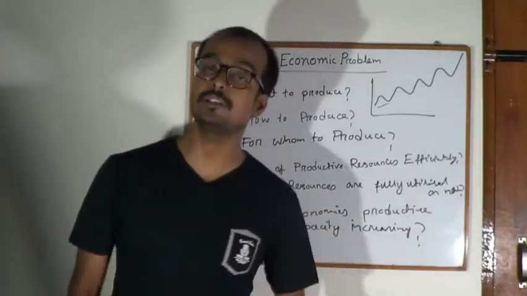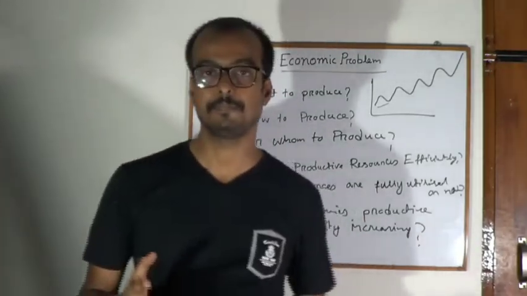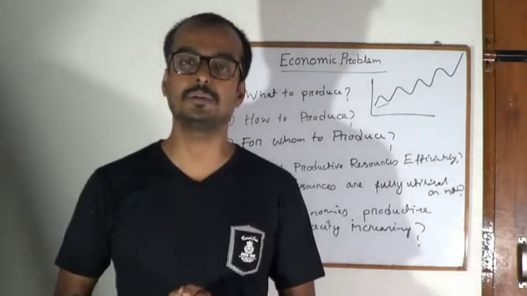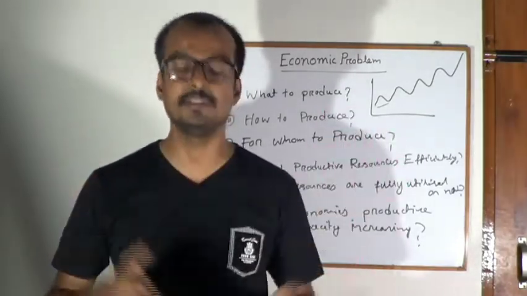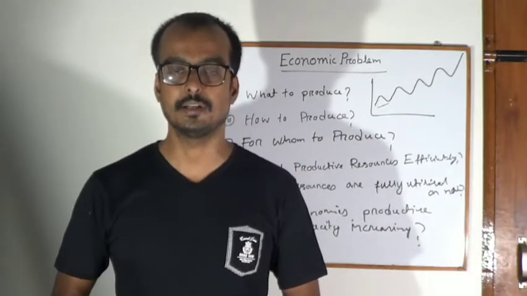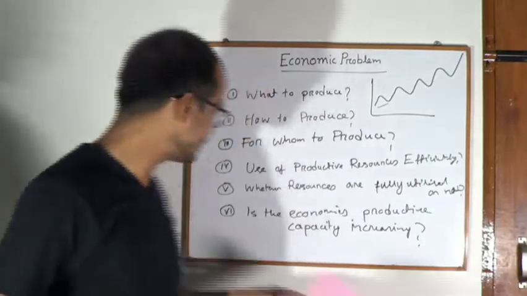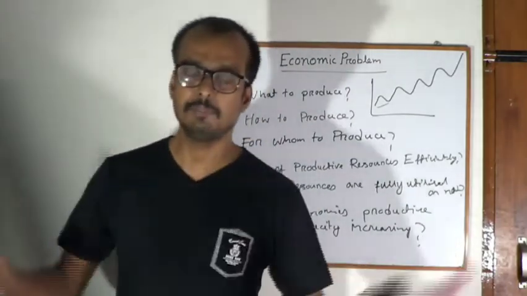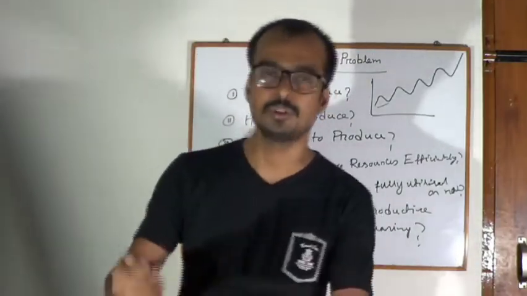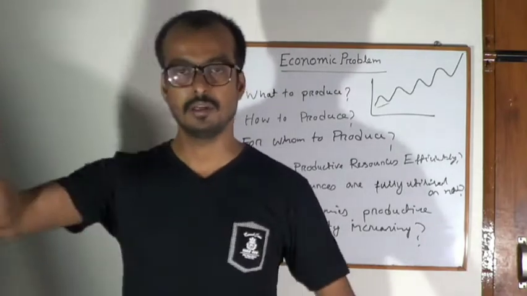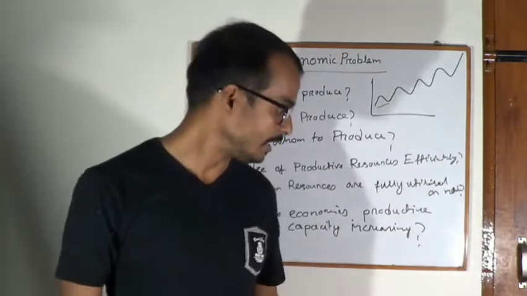Whether the economy's productive capacity is increasing or not. And this is related to technology. This is related to optimum business allocation, efficient business management and all these things. As your technology grows, productive capacity grows. Initially people were producing goods with the help of hand. Then after that machines came. What happens? Productive capacity increases.